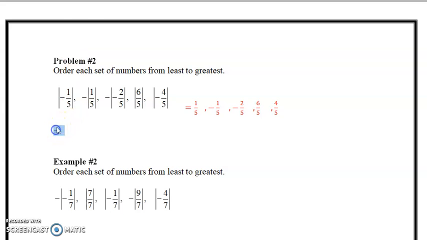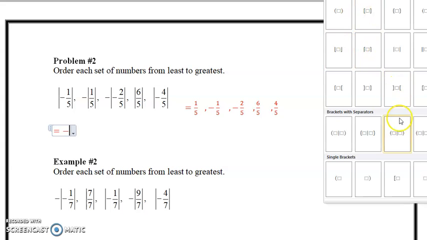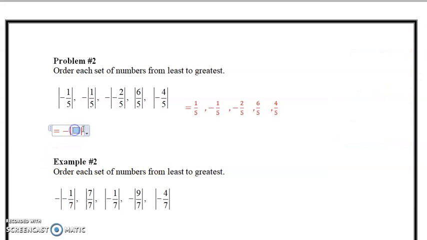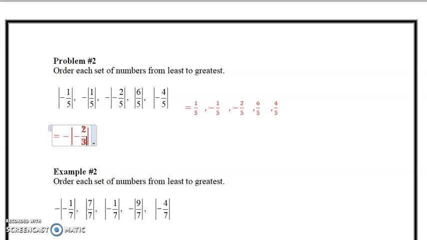The smallest number there is obviously the negative 2/5. So we have to rewrite negative 2/5. Okay, so remember, just like we did with radicals or anytime we ordered least to greatest, you put the original back in the question. So that's the smallest. The next smallest is the negative 1/5, which was the negative absolute value of 1/5.